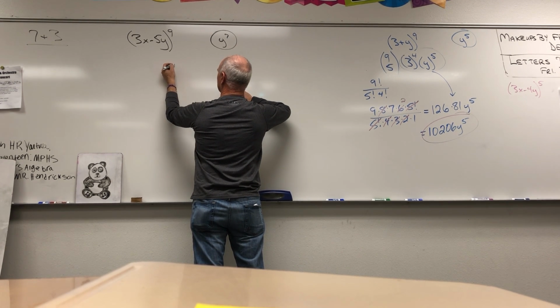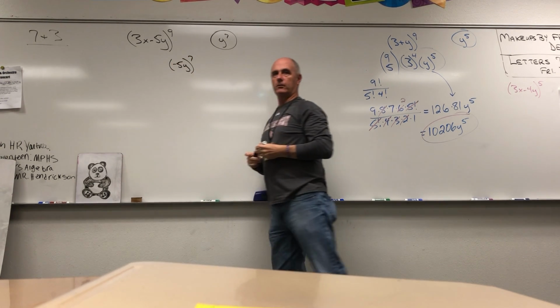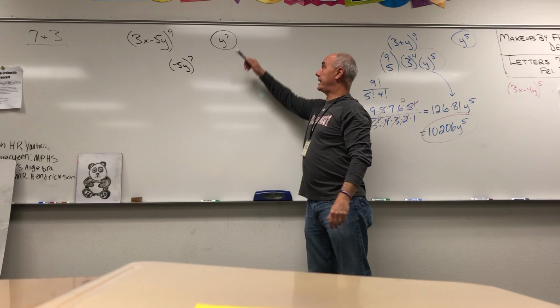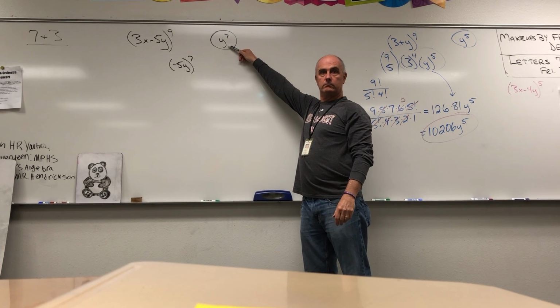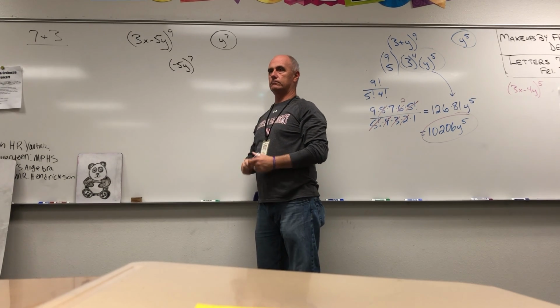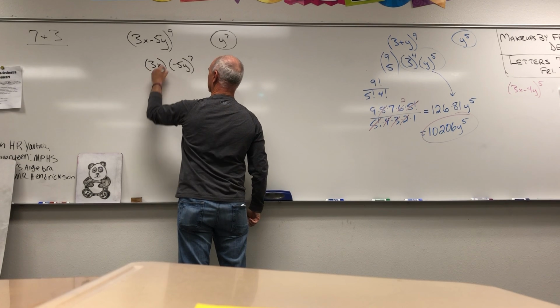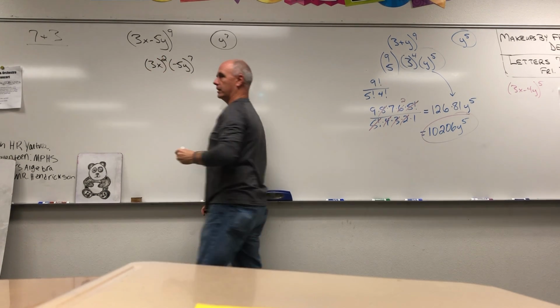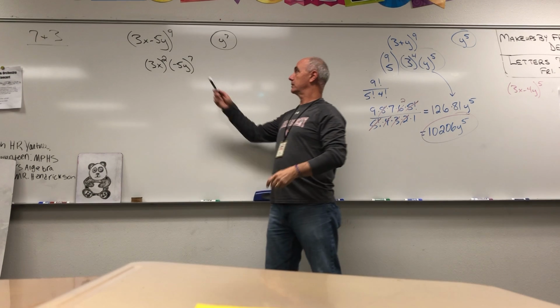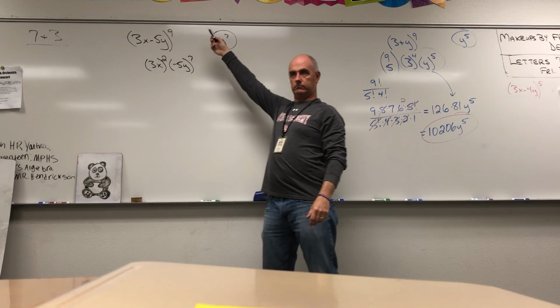Parentheses, 5y to the 7th. Not 5y, negative 5y. Negative 5y to the 7th power. That will get us what we want there? Okay, cool. So we've taken care of that term. What else are we going to have? 3x squared, because 7 plus 2 is 9. Yes?